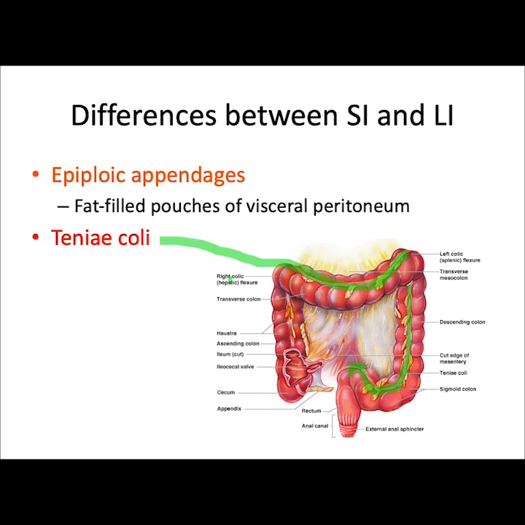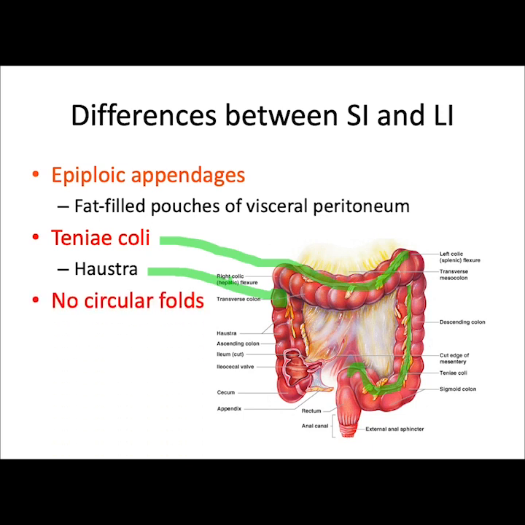The muscularis externa has been modified into 3 longitudinal bands, and these bands are called the taenia coli. This term actually comes from the name of a tapeworm. The taenia coli pull the colon into pouches, and each of these pouches is called a haustrum. Haustra is plural for haustrum.